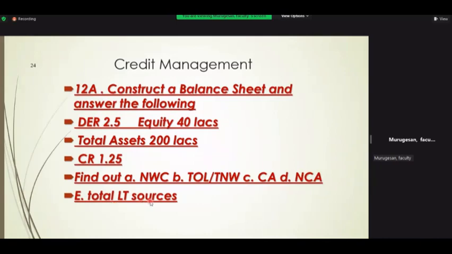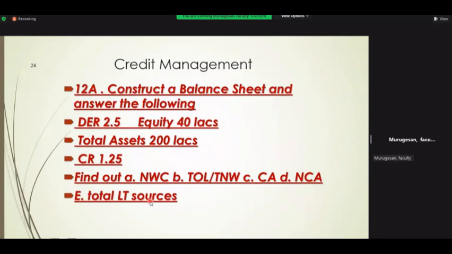Now the last is total LT sources. What is the total LT sources? Tell me, boss. Long-term sources, how much? 140. I want a bullet answer. 140. Correct. Great. 140. All the 5 cracked.